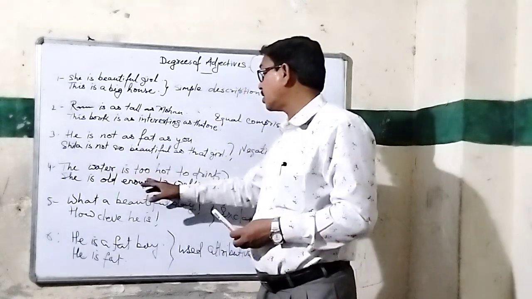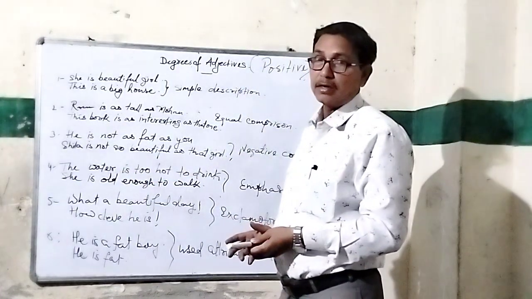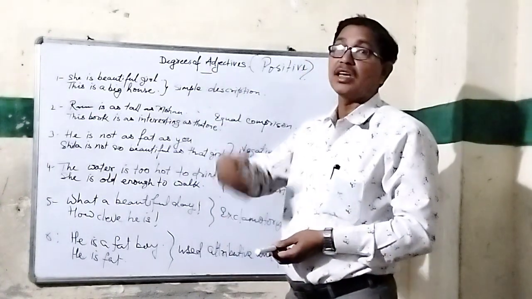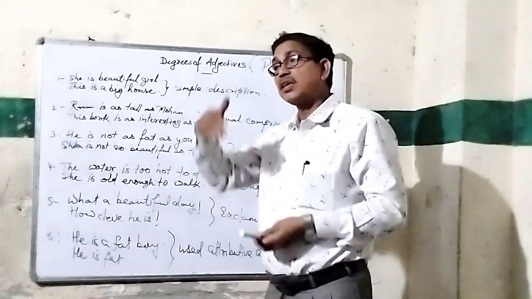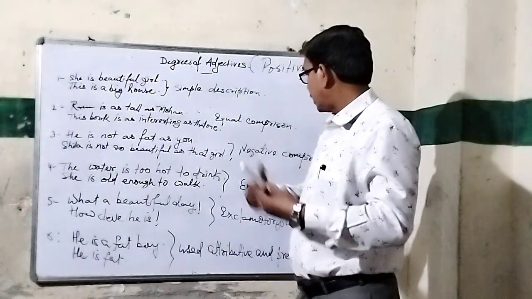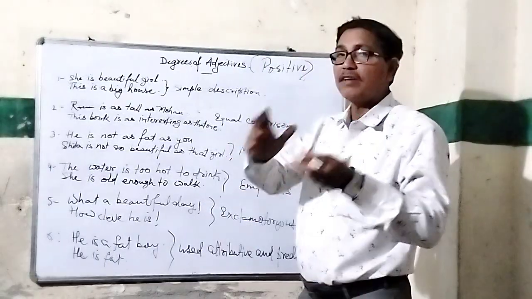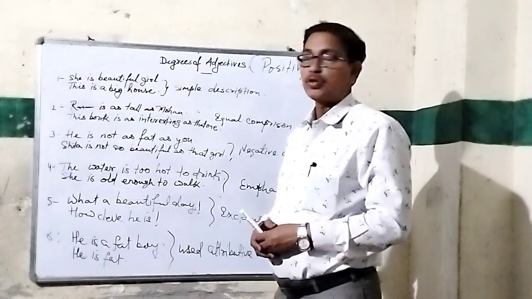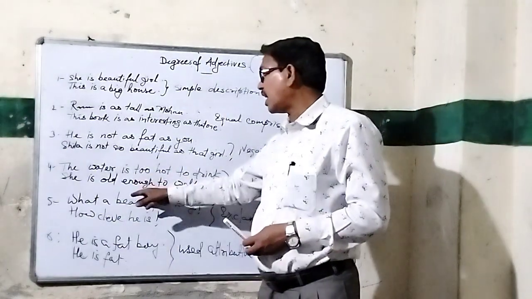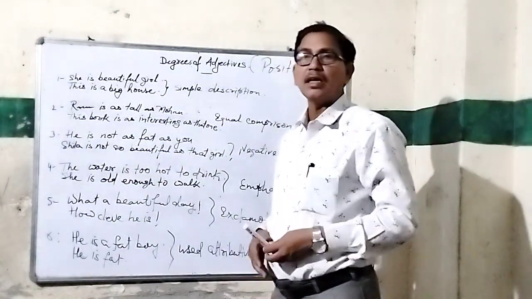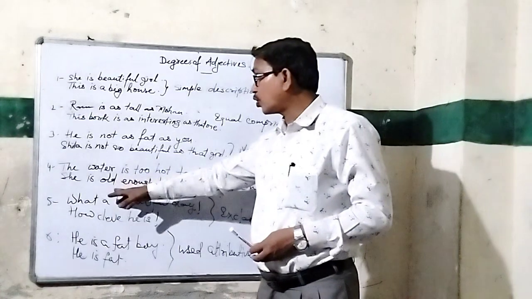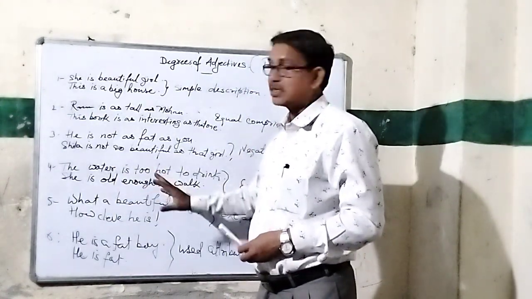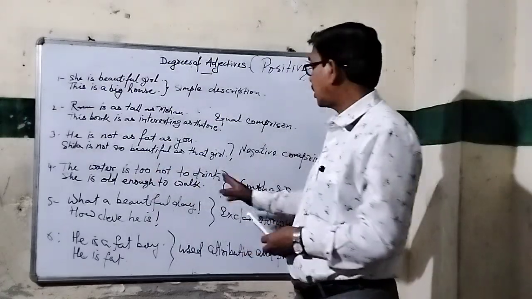Number 4: the water is too hot to drink. It means too, T-O-O, is used when something is excessive, too much. This is just to give emphasis. She is old enough to walk. So in old enough to walk, this enough has been given just to create emphasis. I am not using older or oldest. Here I am not using hotter or hottest. Just for emphasis we are using it like this.